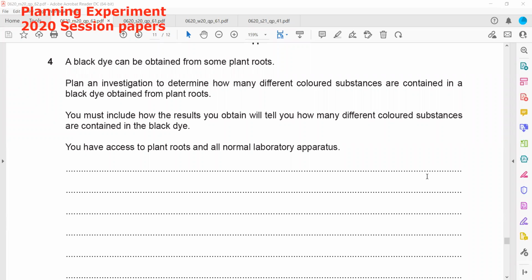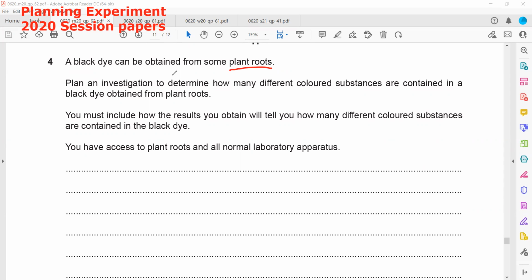So, planning experiment, 2020 papers. The first one is from Feb March 2020, paper 6 variant 2. In the question, a black dye can be obtained from some plant roots. So we can obtain the black dye or a black color from different plant roots.